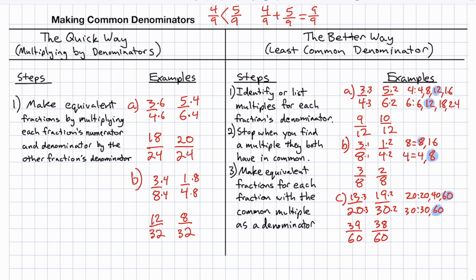I could add or subtract them. But again, finding the least common denominator is definitely going to be a faster and smaller common denominator that will work. Now, both of these ways will work. Both of them will give you a common denominator, but the least common denominator I recommend using.